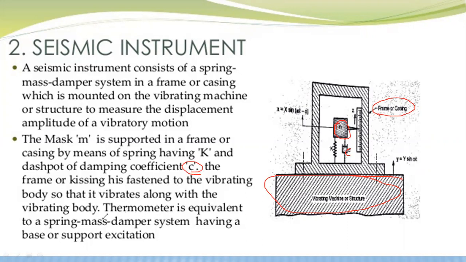The seismic instrument is equivalent to a spring mass damper system having base or support excitation. So this instrument is also equal to a spring mass damper system. It is used to calculate how much vibration is developed on that system. It is fixed on the frame of the vibration measuring instrument.